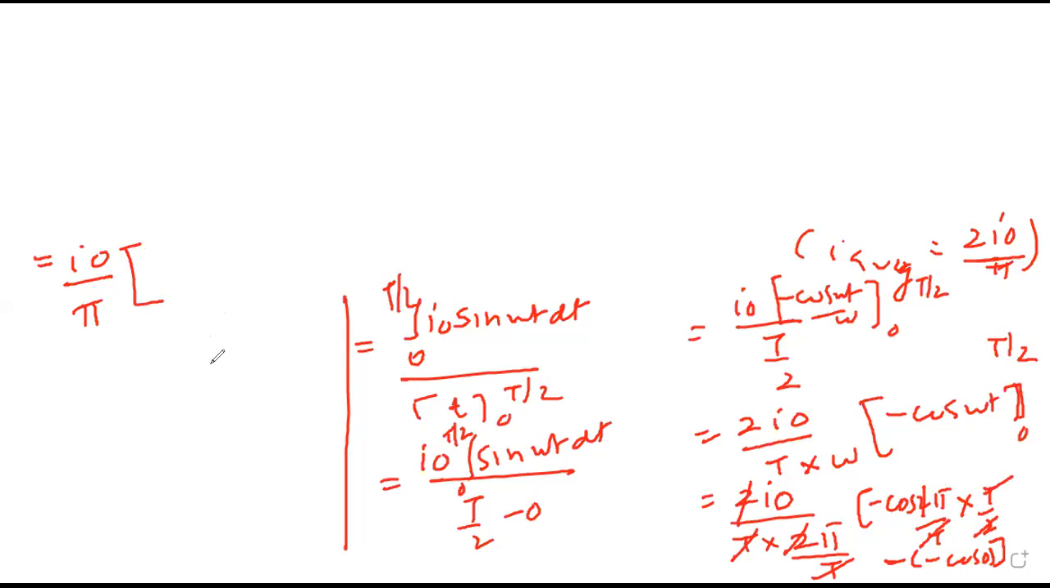Cos of 180, can you suggest how much it is? Cos 180? -1. Yes. So minus of -1 will become +1, and cos 0 we all know is 1, so it is again minus minus +1. So 2 I naught upon pi is called the average current for half AC cycle. I feel they can ask it either in HSC or in NEET.